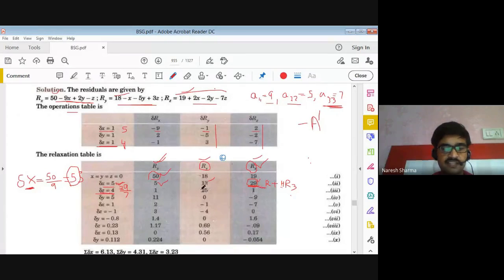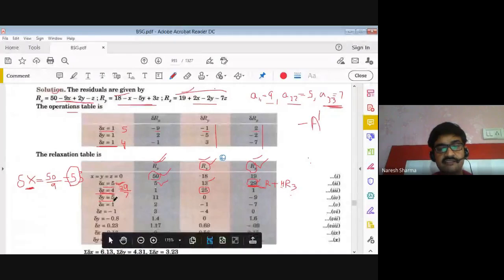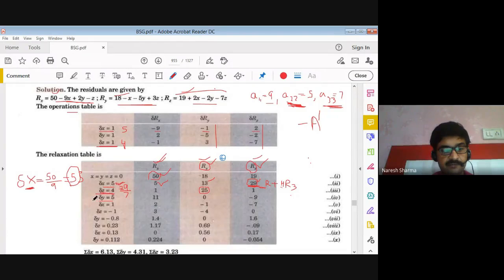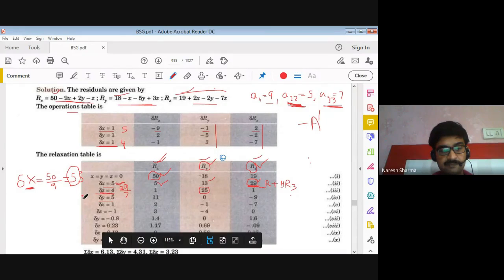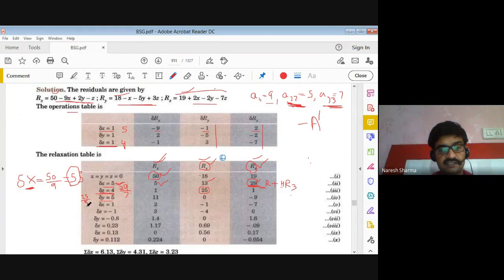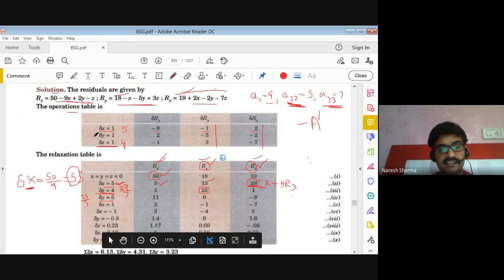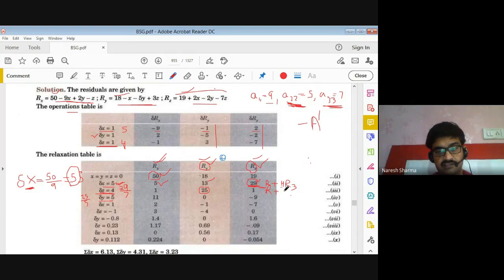Now again you see the maximum value is here 25, this one. And this belongs to ry, that means the y variable. So we write here del y. So this 25 is divided by a22. So 25 by 5 is 5 only. So we write here 25 by 5, it is 5 only. Now we multiply this complete del y by 5, and add in this row. So in this row we can apply plus 5 R2.